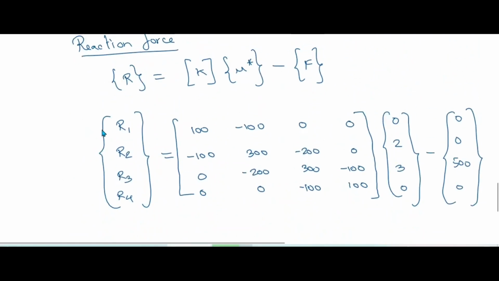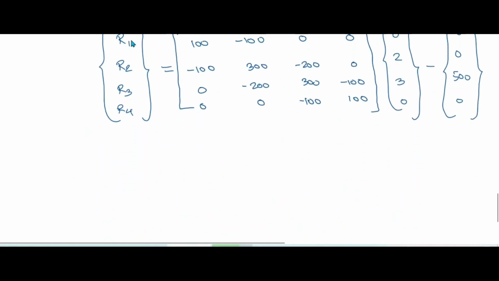Okay, so for that let us identify. Since they are asking for the reaction force for R1 and R4, I am going to concentrate only on these two. So let me go for R1. What is my R1? Just multiply 100 into 0, which is 0, minus 100 into 2, so minus 200, 0 into 3, 0, 0 into 0, 0, minus F, which is 0. So R1 is nothing but minus 200.